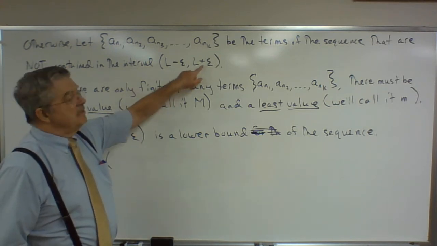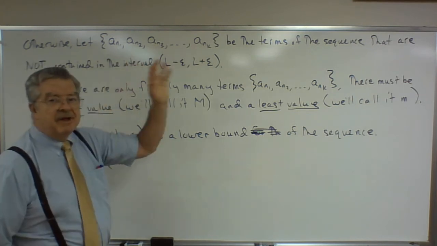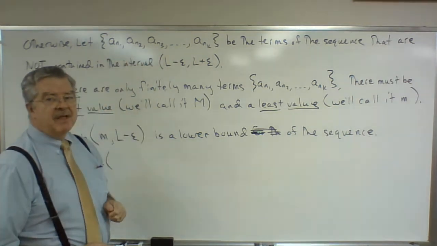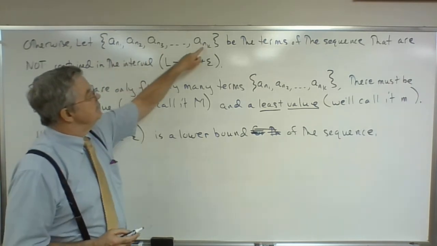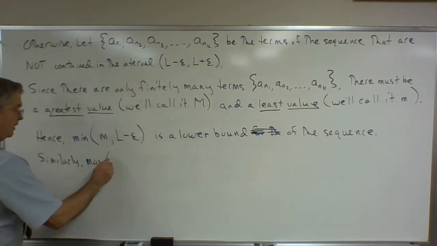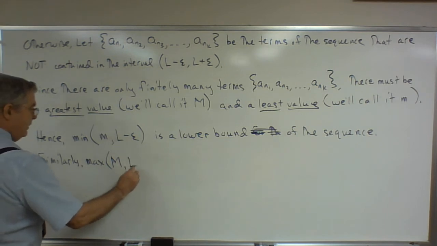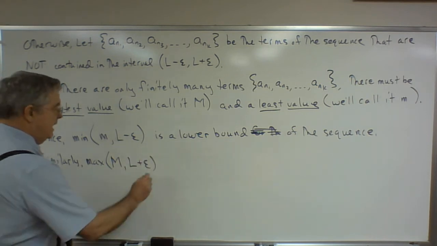L plus epsilon could be the upper bound of all of these terms and the rest of the terms of the sequence. If it isn't, it's because the largest of these terms is larger than L plus epsilon. So we'll say the maximum of capital M and L plus epsilon is an upper bound.